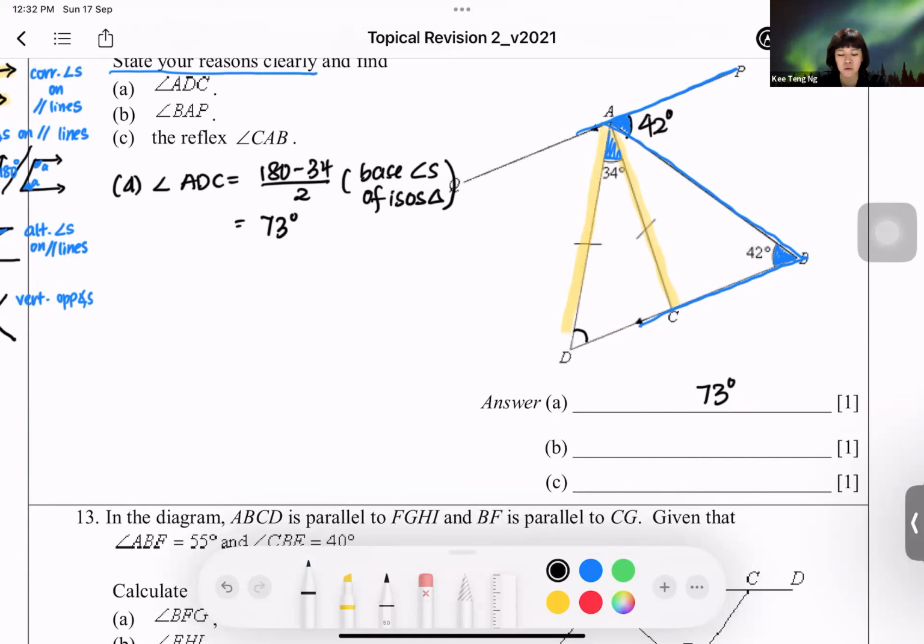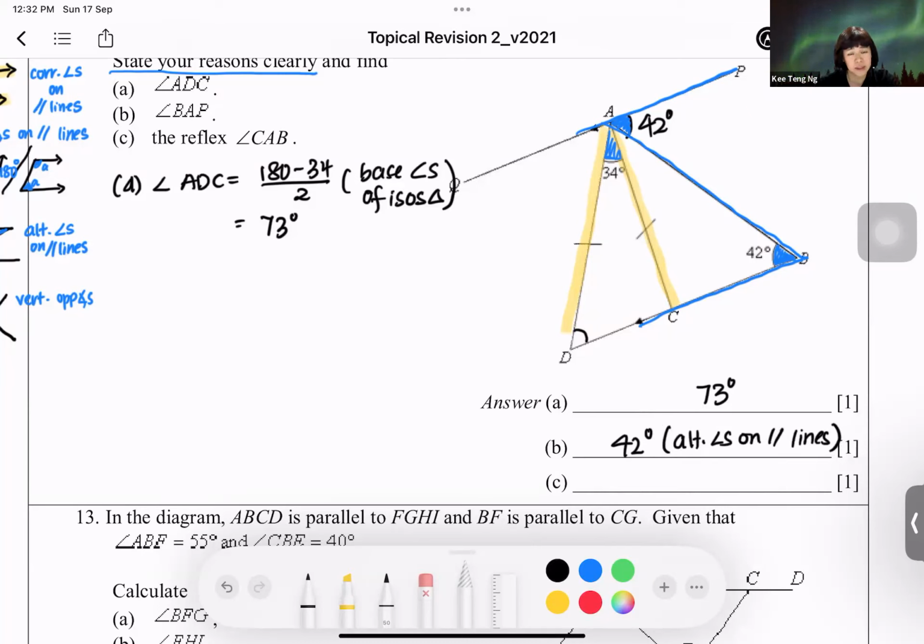Reason, they say we must state the reason, right? So angle BAP is 42 degrees. Reason: alternate angles on parallel lines. Okay, so you need to write the reason, alternate angles on parallel lines.